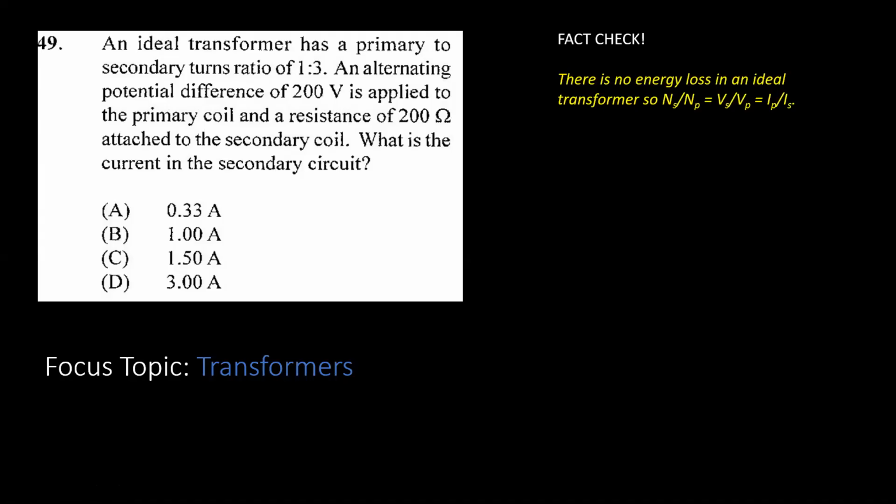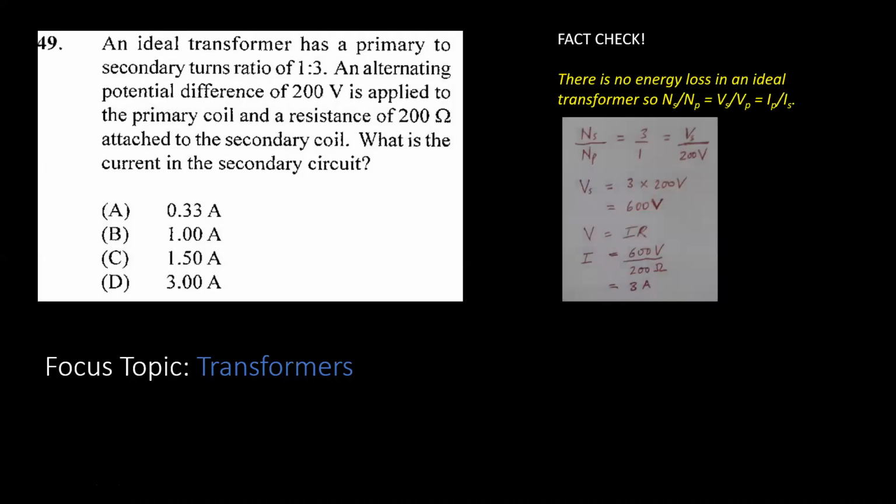So NS over NP is equal to VS over VP, which is equal to IP over IS. When we use the turns ratio and equate that to the voltage ratio, then we can find the voltage in the secondary, which is 600. And then we use Ohm's law to find the current. I is equal to V over R, so 600 over 200 ohms, so we get 3 amperes. Answer should be D.